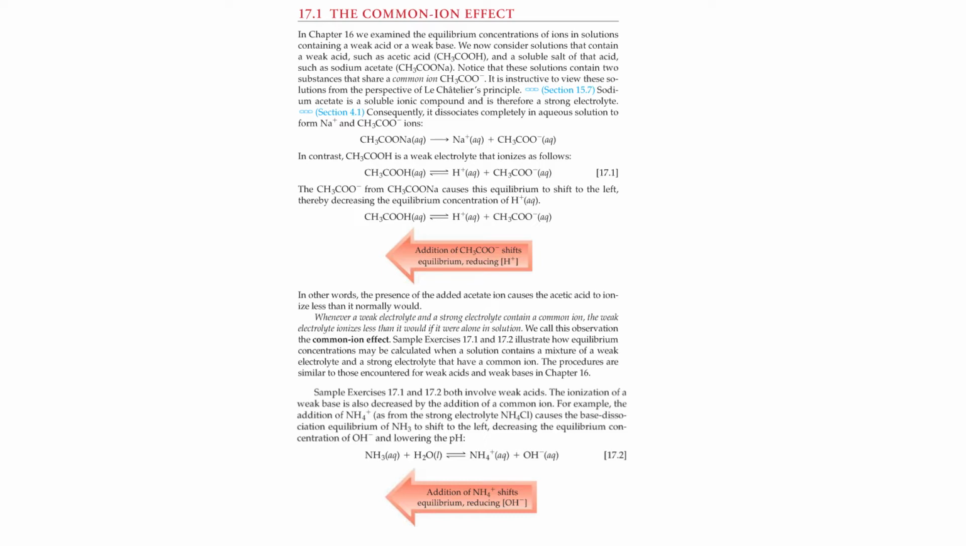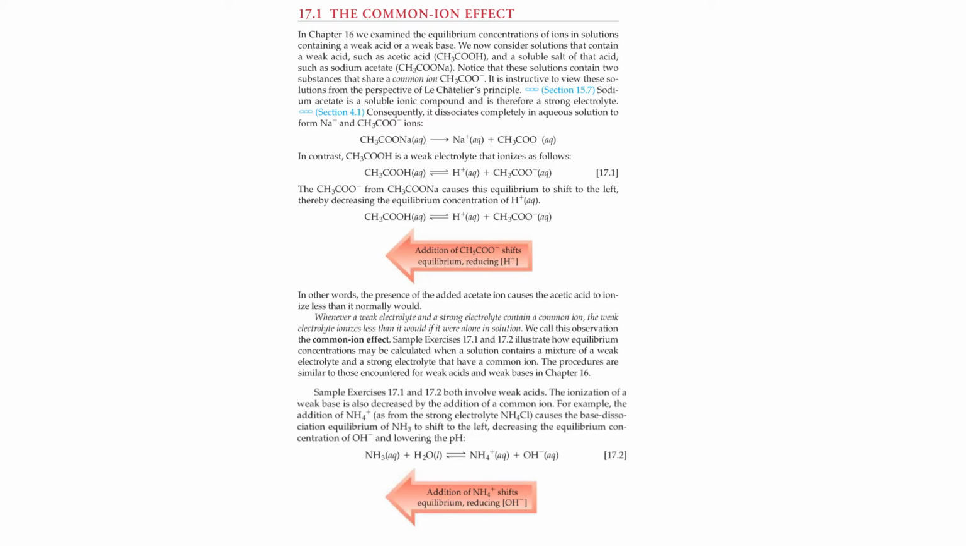It's instructive to view these solutions as predictive of Le Chatelier's principle. Sodium acetate is a soluble ionic compound and is therefore a strong electrolyte. Consequently, it dissociates completely in an aqueous solution to form sodium and acetate ions. In contrast, acetic acid is a weak electrolyte that ionizes as follows.